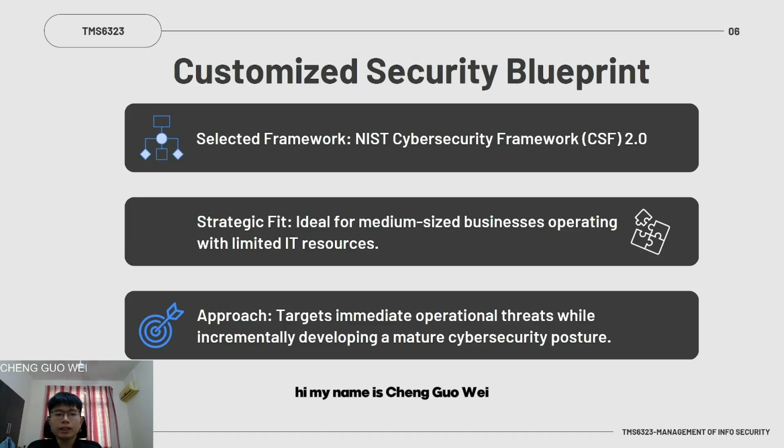Thank you. Hi, my name is Chengowei. I will be walking you through our proposed customized security blueprint. To address the retailer's immediate issues, like unauthorized access and inconsistent procedures, we chose the NIST Cybersecurity Framework 2.0 as our guiding model. For a medium-sized retailer with limited IT resources, NIST is highly practical. Instead of demanding massive documentation upfront, it allows the company to tackle immediate vulnerabilities while gradually building a mature defense strategy.